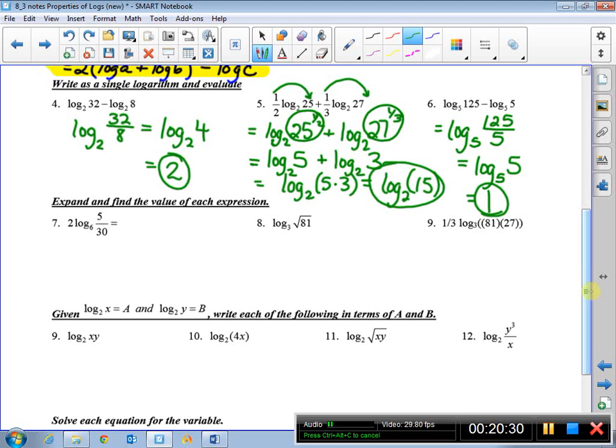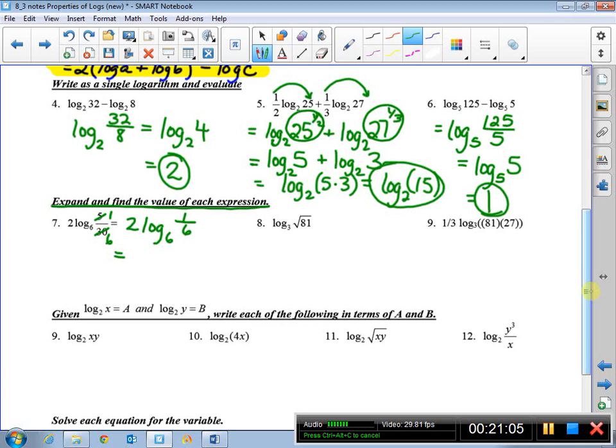Number 7. So let's take care and see what makes sense here. It says expand and find the value of each expression. So I could do a couple of different things here. I think the first thing I would do is divide 5 and 30 and get 1 and 6. So that this is 2 log base 6 of 1/6. Since 5 went into 30 nicely.